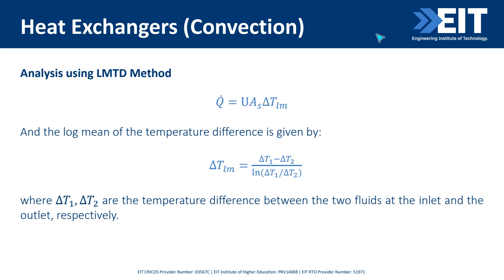So there are two methods which we can apply. One is the LMTD method, which is the log mean temperature difference method. Another is the effectiveness NTU method. The LMTD method is typically used when we know all the temperatures, both at the inlet as well as outlet. If we know these temperatures, we can calculate the surface area. If we don't know the temperatures, then we use another method, which is known as the effectiveness NTU method.